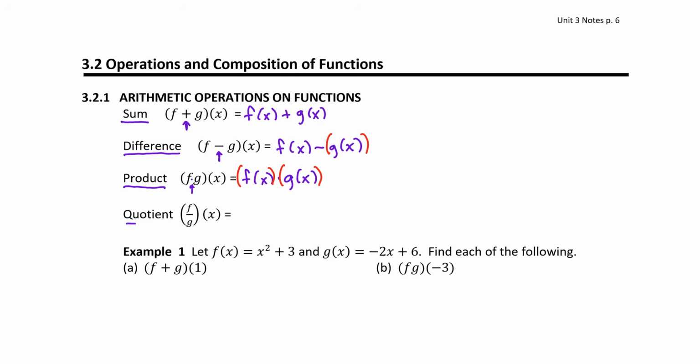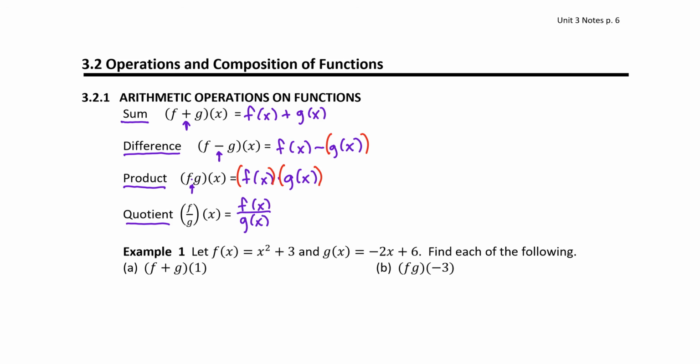The last basic operation we will denote is the quotient of 2 functions. Notice the operation is always expressed between the function names. In the case of the quotient, we have f divided by g of x. We write this concisely and efficiently. However, in practice, we will expand it into 2 individual functions, f of x divided by g of x.